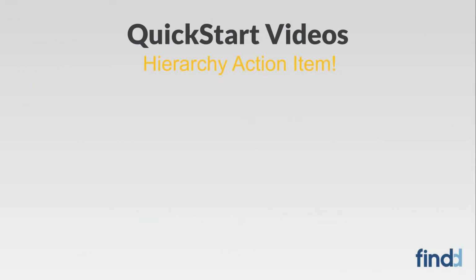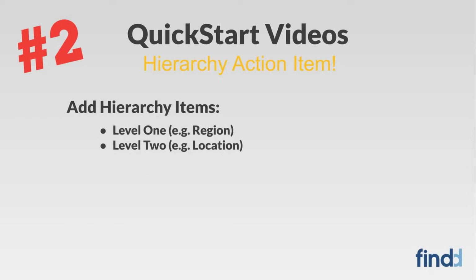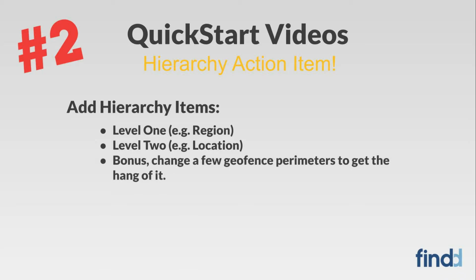Awesome, it's time for action item number 2 for this tutorial. Go ahead and add a few items to your level 2 hierarchy. In my case, I will be adding 3 locations to each of my regions. As a quick bonus item, switch the geofence perimeter on a couple of your items as well. Go ahead and pause the video now and get started.